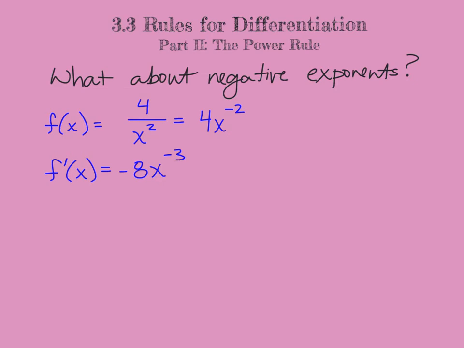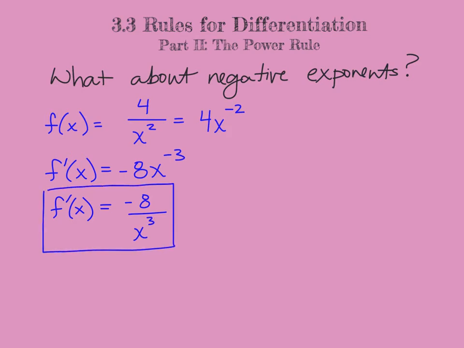And so we really haven't done anything mathematically different here. I'm just showing you what it's like to work with negative exponents on the power rule. Now, to write this in a more mathematically pleasing way, to write f prime in a final answer way, we do not want to write any final answers with negative exponents, and so we're going to put the -8 in the numerator, and then that x to the -3rd is really an x to the 3rd in the denominator. And so that's how we want to write our final answer.